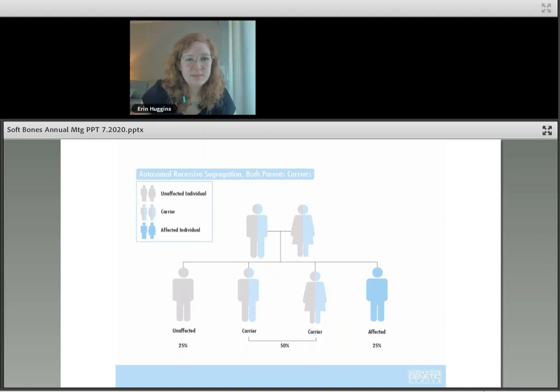And this is just another picture of that autosomal recessive inheritance pattern where both parents are carriers, and there's that 1 in 4 chance that they're going to have a child who is affected, which would be our patient here on the right. The symbol here of the little guy in blue.